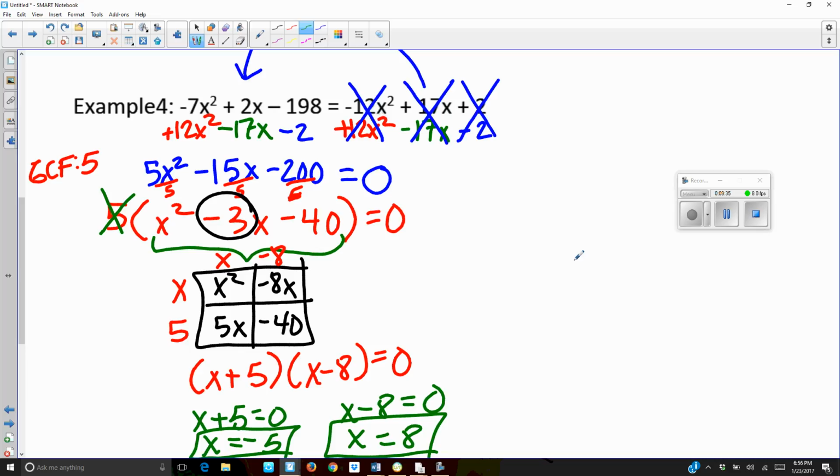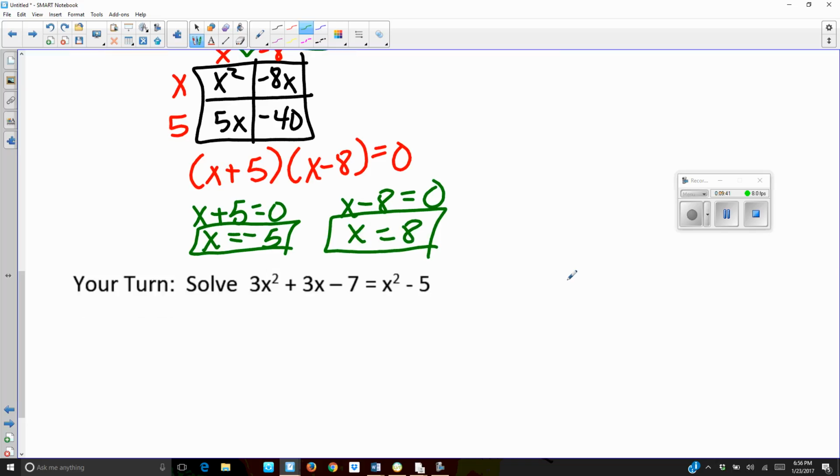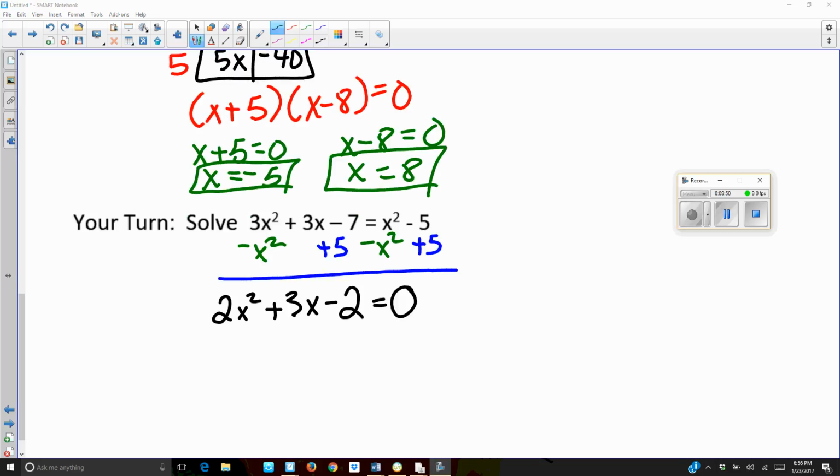All right, so finish with example number 5, the your turn here at the bottom. Go ahead and see if you can work this one out. Pause the video, and I'll show the first part of the answer in just a second. So this is what you should get for step 1, getting it equal to 0. So your next goal, there's no GCF, use box method to factor that.